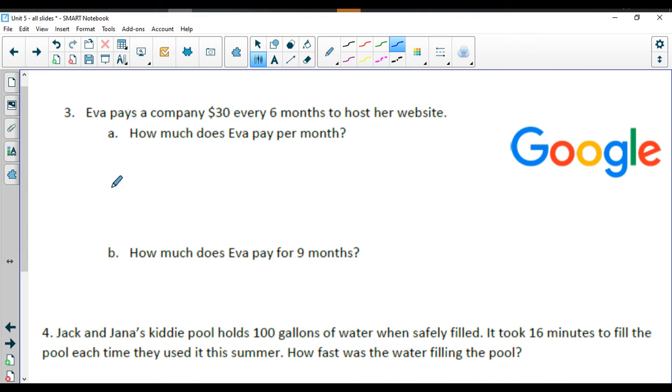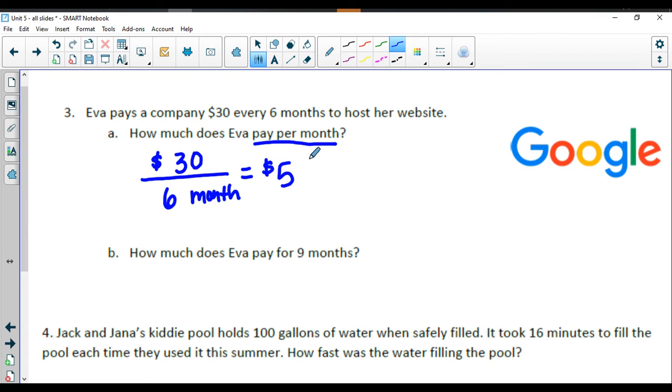For question number 3, Eva pays a company $30 every 6 months to host her website. How much does Eva pay per month? So dollars per month. So back in the problem, she's paying $30, and that gets her 6 months. 30 divided by 6 is 5, and we need our label, dollars per month. So we're going to put the dollar sign out front. It does not go afterward. You will be losing points for that. Slash month. So she's paying $5 per month.